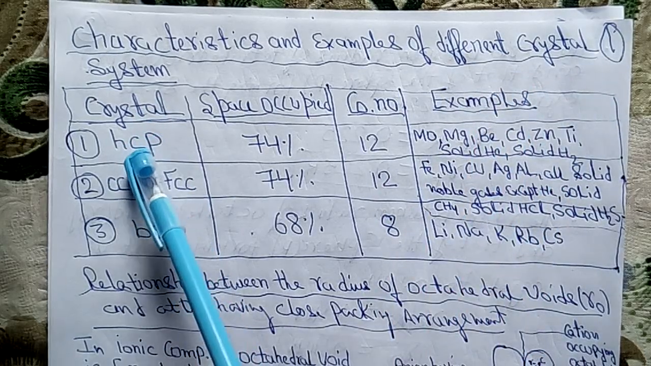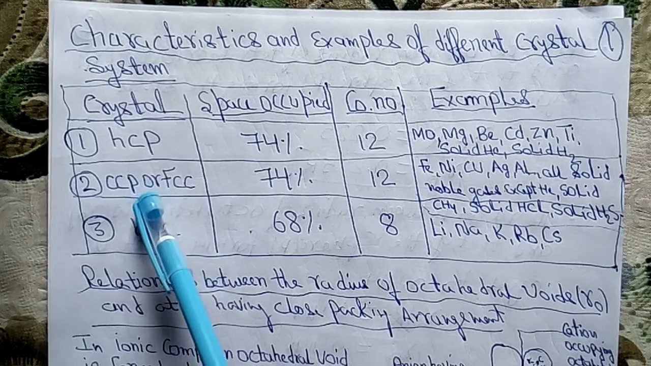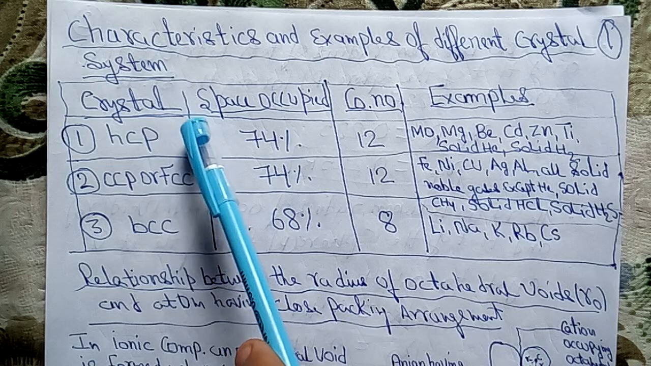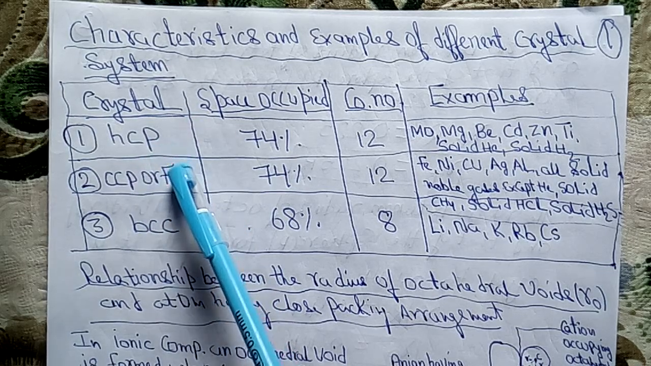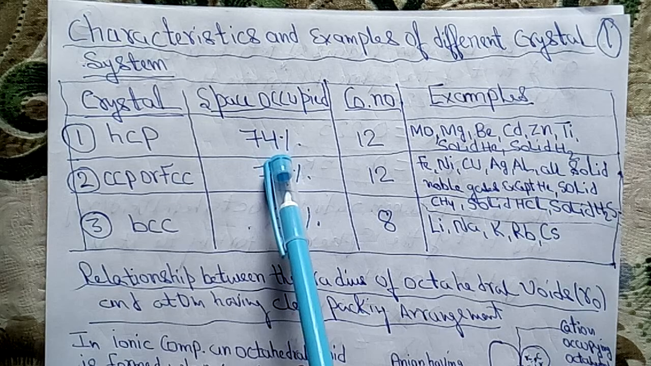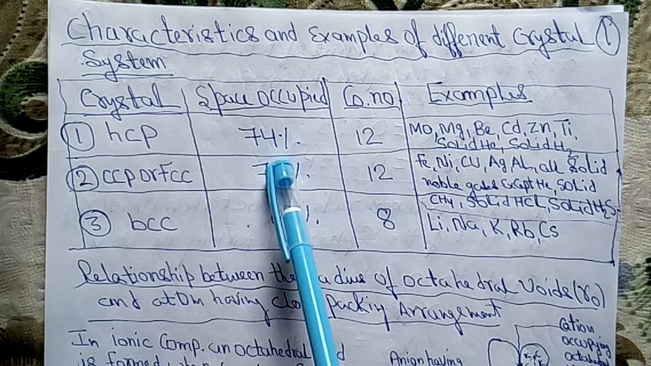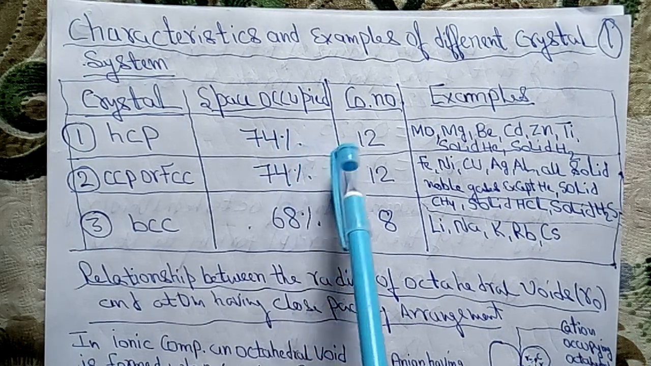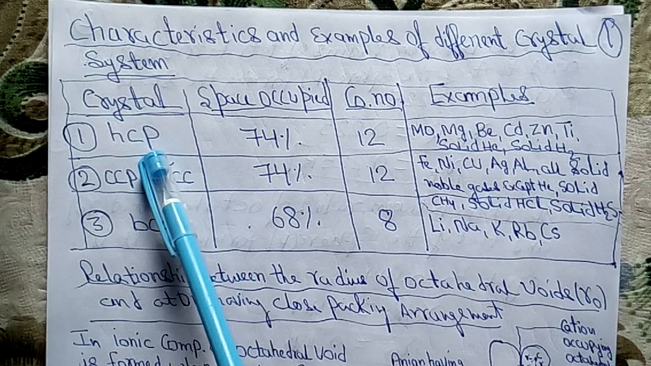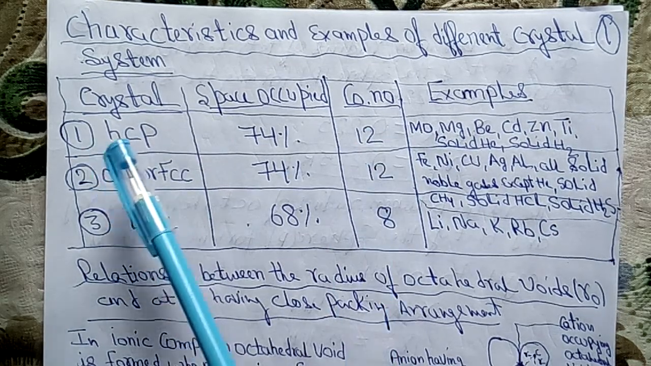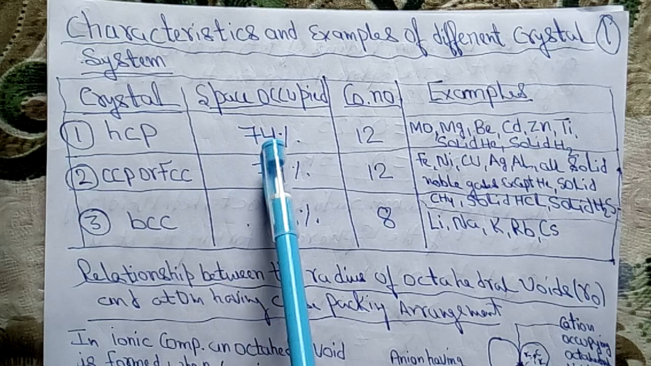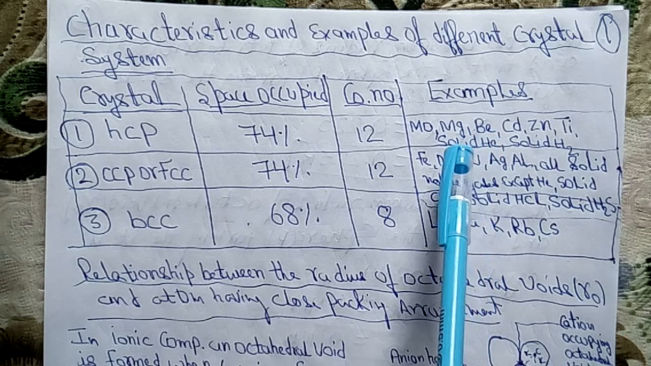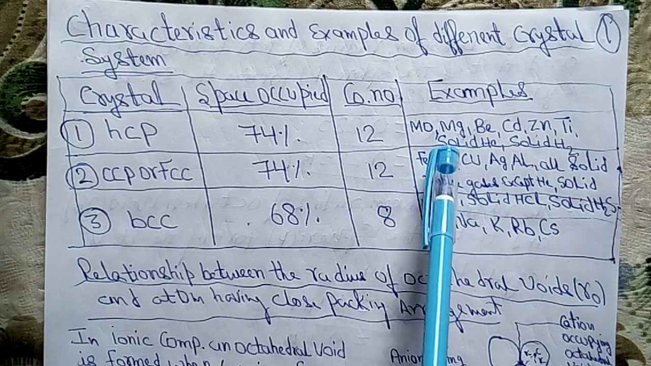The crystal types are hexagonal close packing, cubic close packing, face centered cubic close packing, and body centered cubic. If it is a hexagonal close packed structure, what will be the space occupied? That will be 74%. What will be the vacant space? 100 minus 74, so 26%. What will be the coordination number in case of HCP? It will be 12. You have to remember the type of crystal, space occupied, coordination number, and the example is also important. It can come in one word.